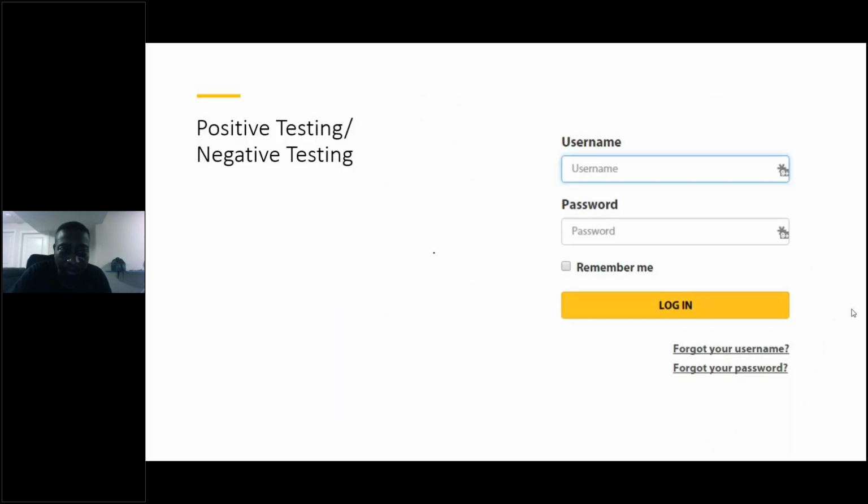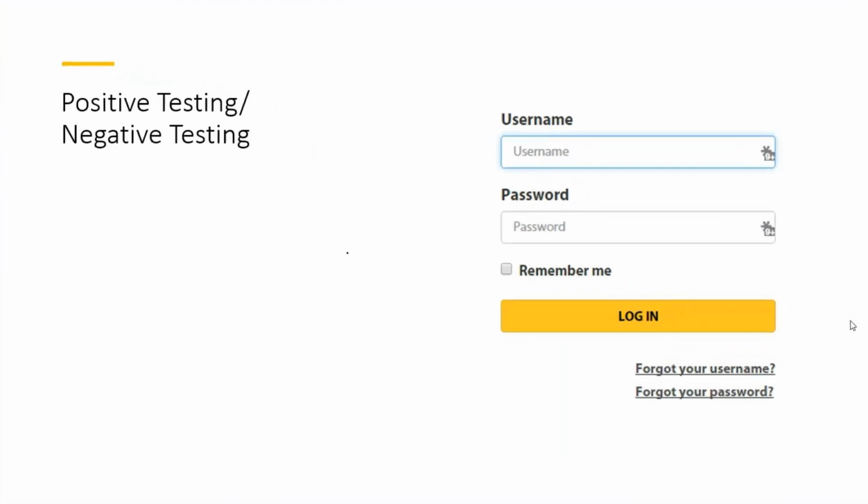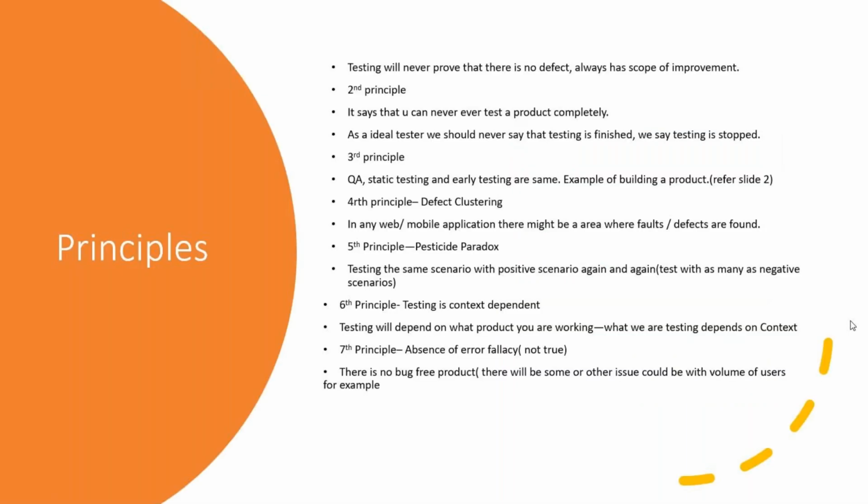Rather, you can try to test the product with different types of scenarios. So suppose they say greater than 10 characters. Obviously, for greater than 10 characters you put some 100 characters, some minus 10, less than 10 characters, and check whether that is working properly or not. Okay. So this kind of mindset you have to start building when you are going for a testing profession. Okay. And as an ideal tester, we should never say the testing is finished.